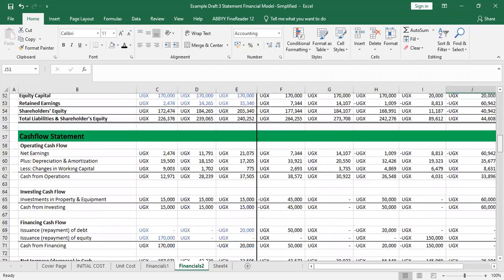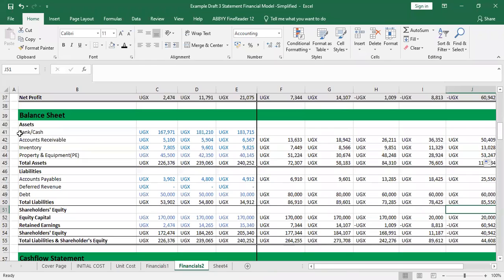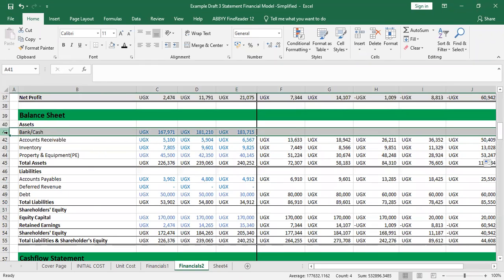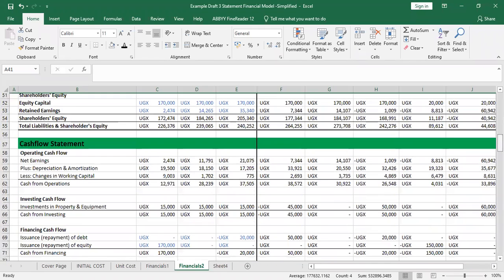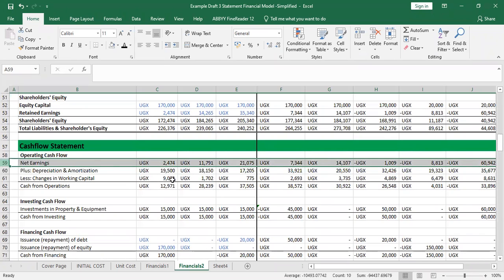Okay, so when we go to the balance sheet, it is basically complete with the exception of the bank cash, because usually it's the last one after we finish the cash flow statement. So let's go to the cash flow statement. On the cash flow statement, we bring in the net earnings. So the net earnings come from where? The income statement. It's already there.